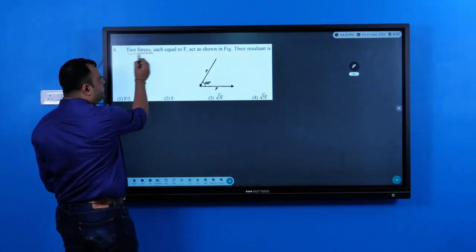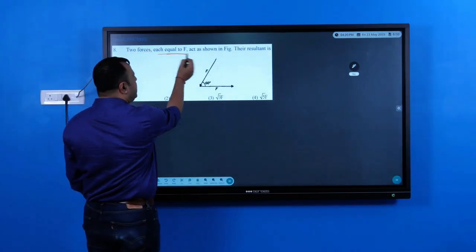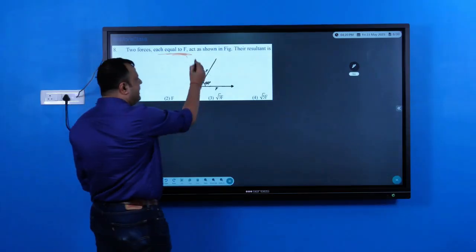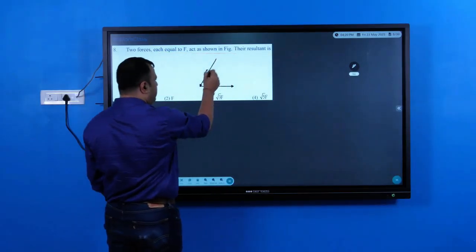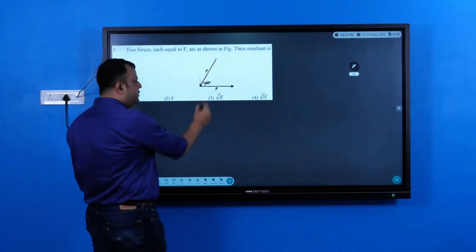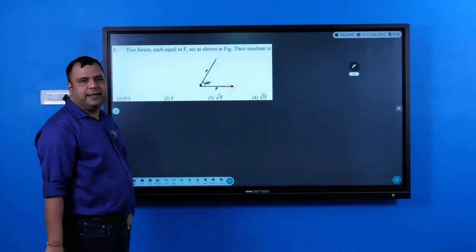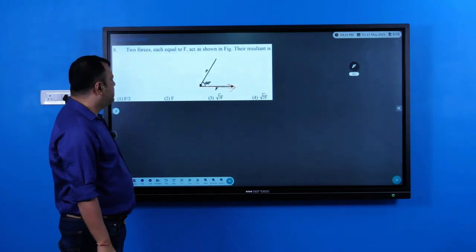It's given that two forces, each equal to F. So magnitude wise, both the forces are the same. They are acting as shown in the figure. One force is acting in this direction and one force is acting in this direction. They're asking the resultant value.